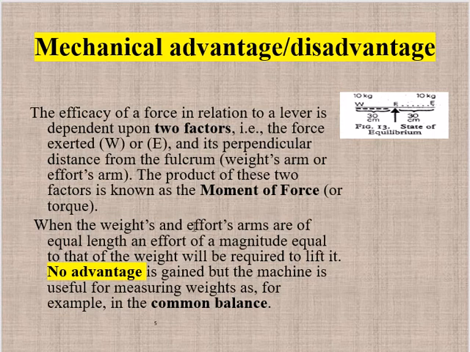When the weight and effort arm are equal length, an effort of a magnitude equal to that of the weight will be required to lift it. No advantage is gained, but the machine is useful for measuring weight, as for example in the common balance, because a state of equilibrium is established here.